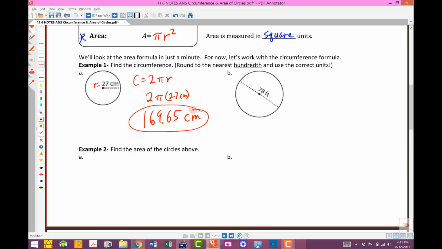Now if you take a look at this next one, this one's kind of interesting. You'll notice the diagram looks a little bit different. We've clearly got a different measurement right here. But this line goes from one edge all the way through the center and then all the way to the other side. So this is a diameter. So if you know the diameter is 78 feet, how would you figure out what the radius is?